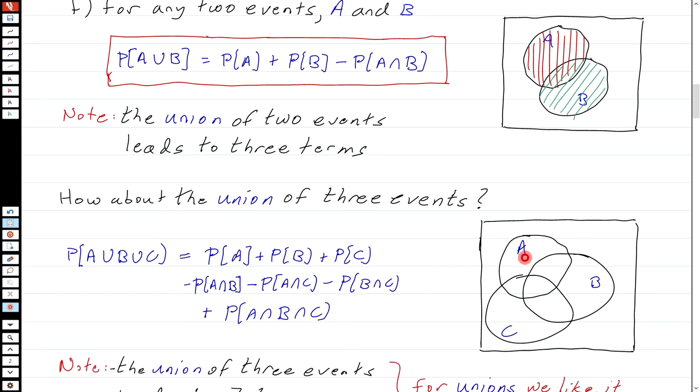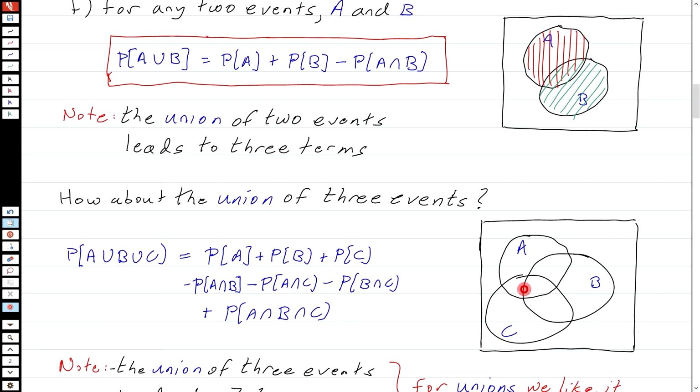So let's consider A, B, and C. The probability of their union, we could first of all add in the probability of A plus the probability of B plus the probability of C. But I see now I've added this intersection twice, this intersection twice, this intersection twice, and this intersection twice. And this triplet I've added in three times.